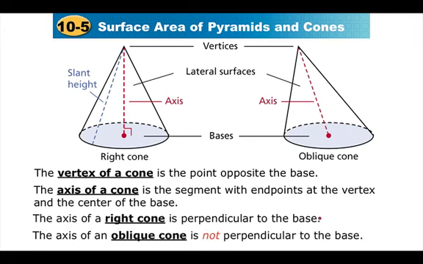The last part is that the axis of an oblique cone is not perpendicular to the base. As you can see, this is not perpendicular. This one is. And this is what we call an oblique cone. This is a right cone. Next slide.